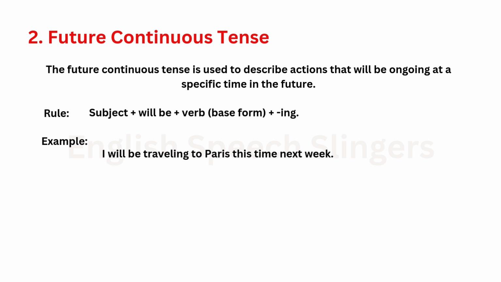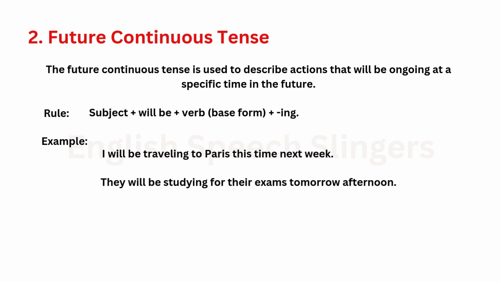I will be traveling to Paris this time next week. In this sentence, I is the subject. Will be are the auxiliary verbs. And traveling is the main verb in its continuous form. This time next week specifies the future time.